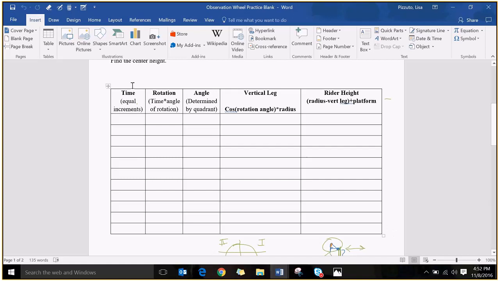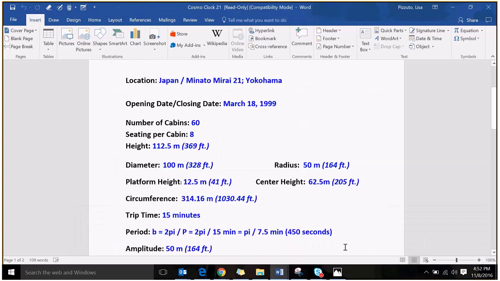Over here, you want to put your increments of time. Remember, you have to go through 3 rotations of time, but for the first one, how long does it take to get through one rotation on your Ferris wheel? I think it was 15 minutes. Yeah, 15 minutes.